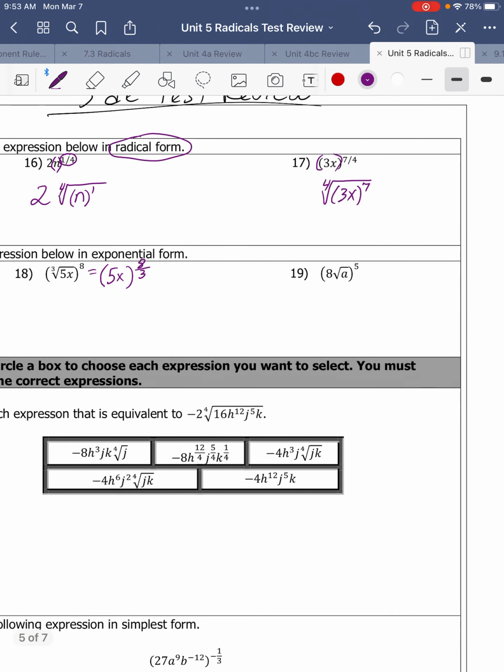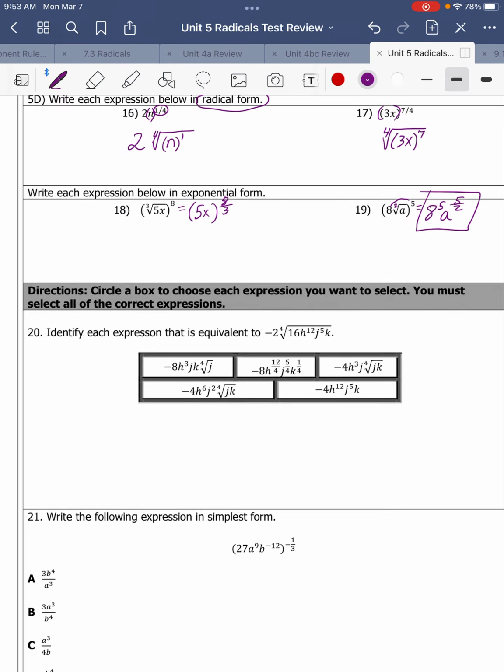Next one, number 19. We got to be a little careful here. What is being raised to the 5th power? The 8 is, that's what the parentheses are, so it's 8 to the 5th power. And it's also the a. A is also being raised to the 5th power. So it's the 5th power, and it's a square root, so over 2. So this would be exponential form here. If you want to do 8 to the 5th power, you certainly can.